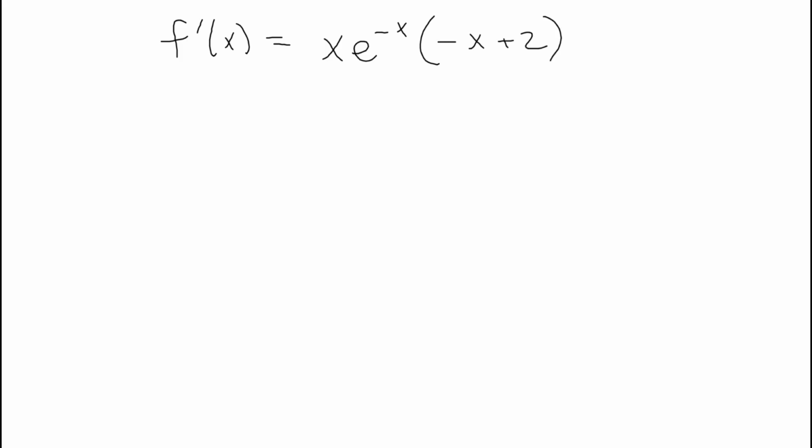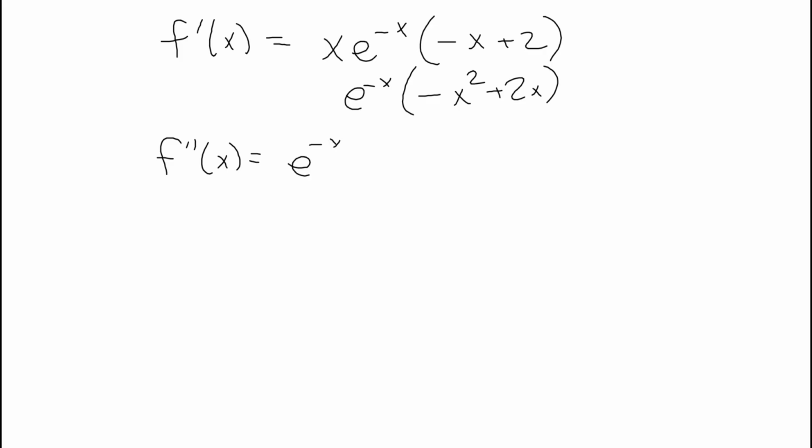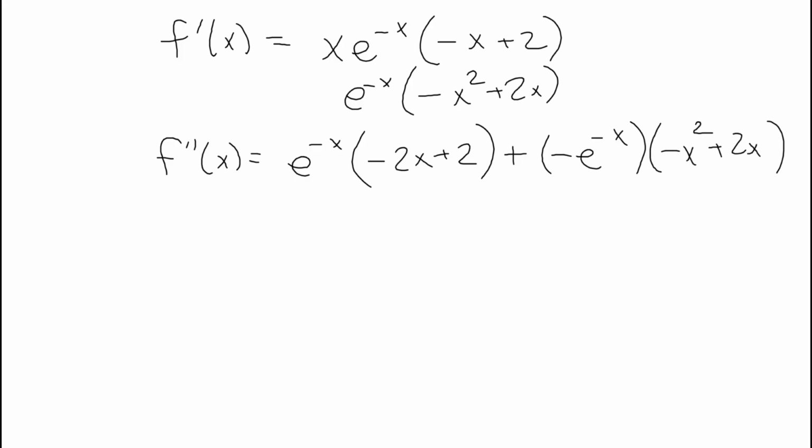It's really not all that much better. But to make it so that we don't have to deal with the product rule twice, we'll just call it e to the negative x times negative x squared plus 2x. That should allow us to do this with just one application of the product rule, giving us f double prime of x is equal to the first function, e to the negative x, times the derivative of negative x squared plus 2x, which is negative 2x plus 2, and then plus the derivative, negative e to the negative x, times negative x squared plus 2x.